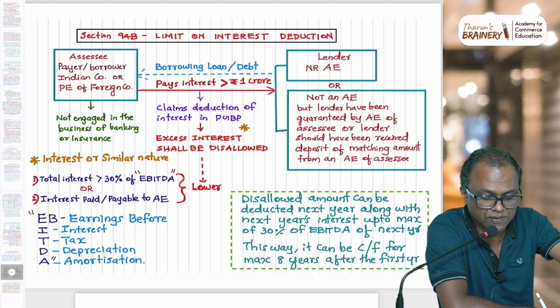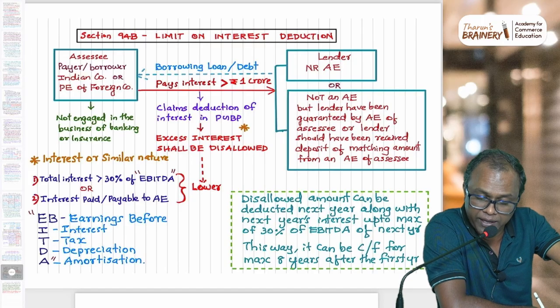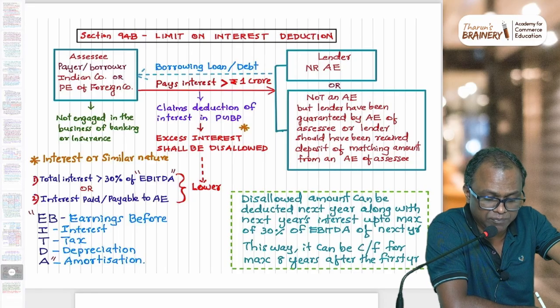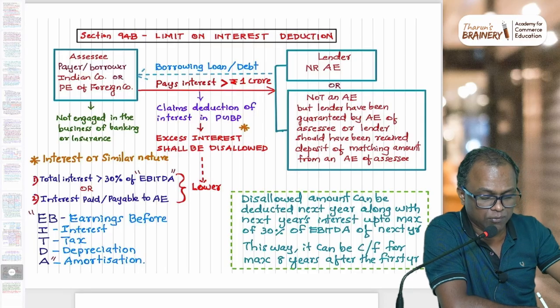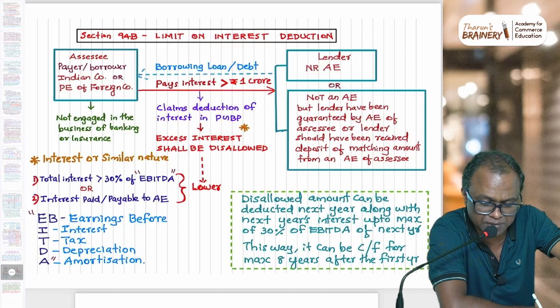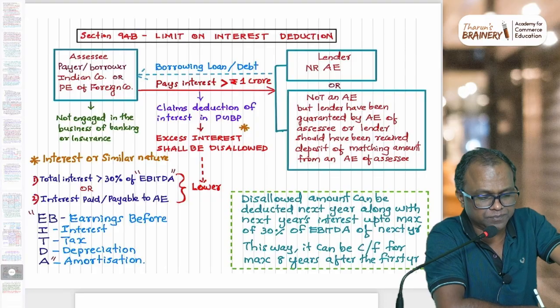So this disallowance will never be applicable for non-AE interest, but for computing the 30% of EBITDA, we will consider total interest. Whether it exceeds 30%, we will consider total interest. But disallowance is applicable only for AE interest. AE interest means interest paid or payable to an AE.